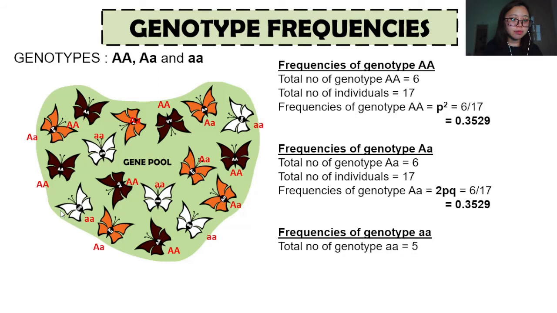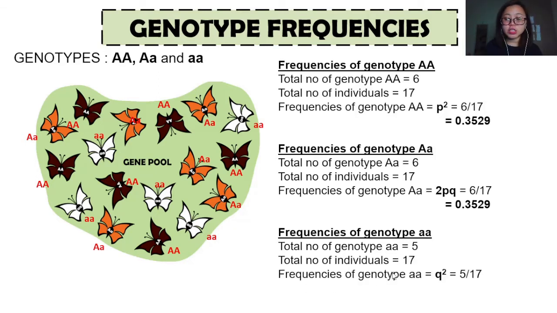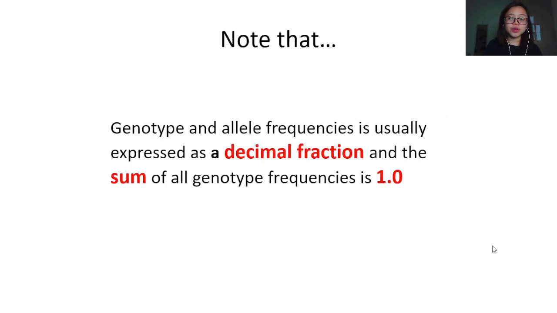And last but not least, let's calculate the frequency of genotype homozygous recessive. We calculate the number of homozygous recessive individuals. In the diagram, it is 1, 2, 3, 4, 5. Total number of individuals, 17. The frequency of genotype homozygous recessive, also represented as Q square, is 5 over 17, and you get the answer 0.2941.